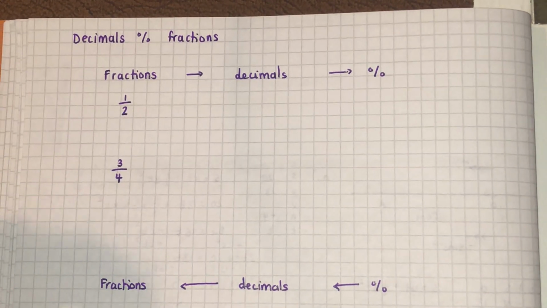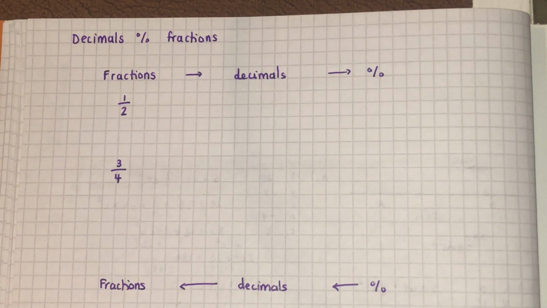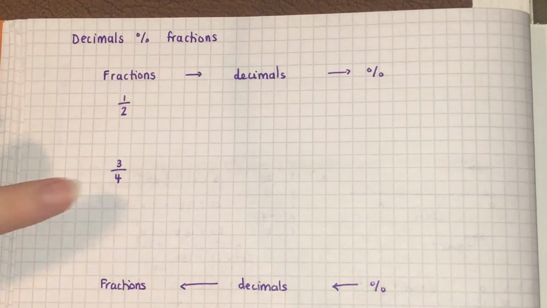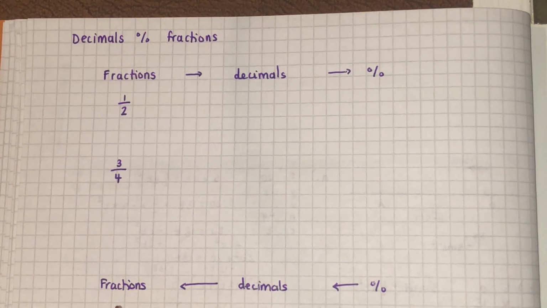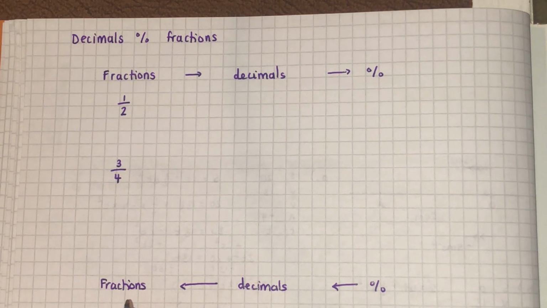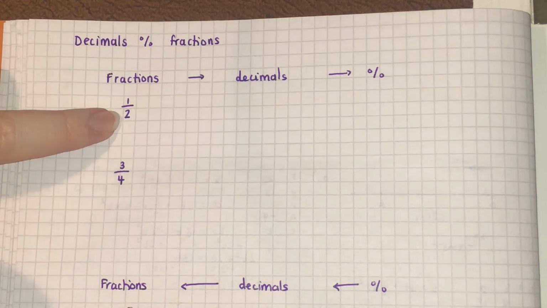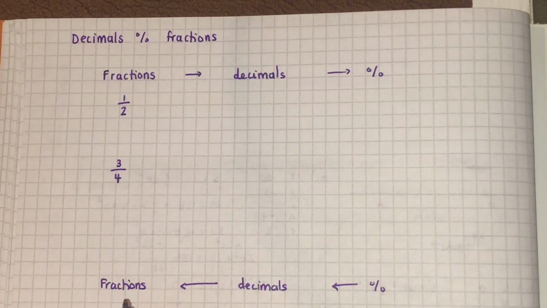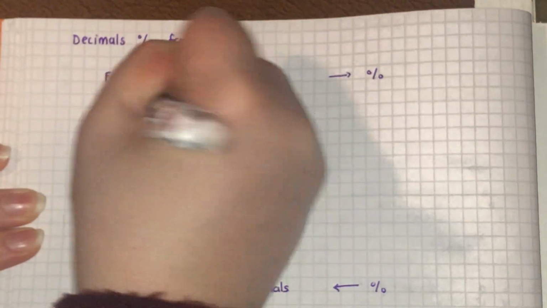So we're going to start with fractions into decimals. There are two ways of doing this. With the half I'm going to show you one way, and with the 3/4 I'll show you another way. Now this doesn't always work, the method I'm going to use now, because it depends on whether the number on the bottom, so the denominator, goes into 100.